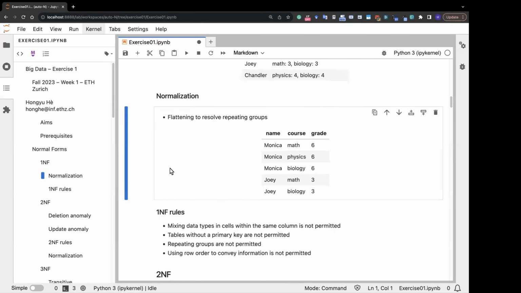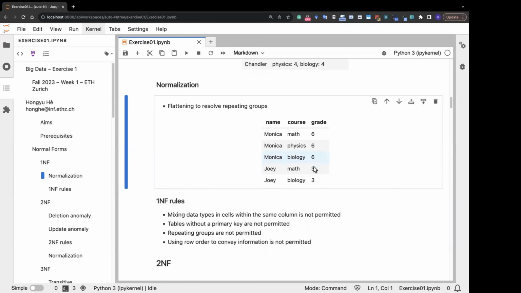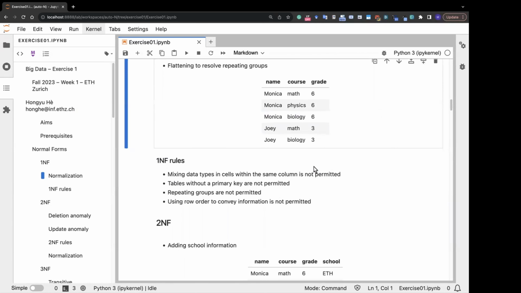And the rules here for the first normal form are: you can't mix data types within a single column, right? You can't have tables without primary keys, and repeating groups are not allowed either. And the last point, which is kind of rare, is that you can't use the row order to implicitly convey some meaning. For example, you rank their grades and expect the user would know that the order means something. Okay, moving on to second normal form.